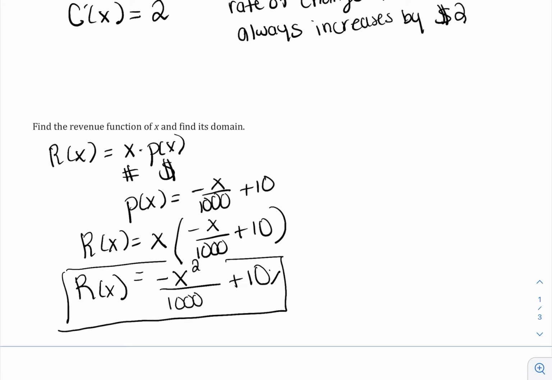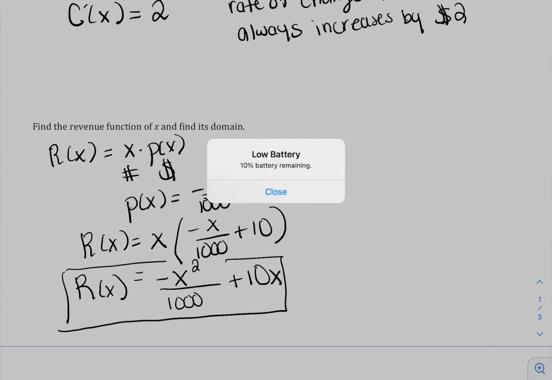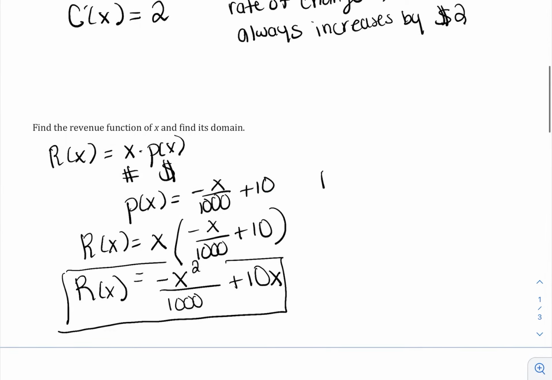Oh, 10x. Sorry, little 10. Didn't mean to leave you out. But this revenue function is going to have the exact same domain as your price function, because your price function is what made your revenue function. So the domain is still going to be 0 to 10,000.